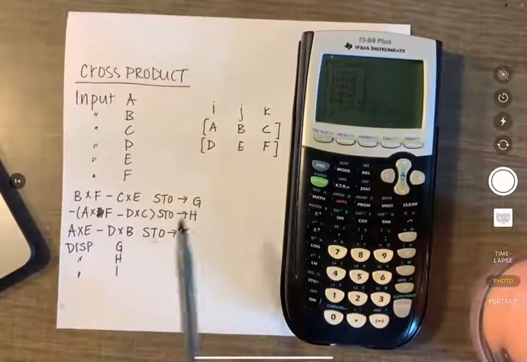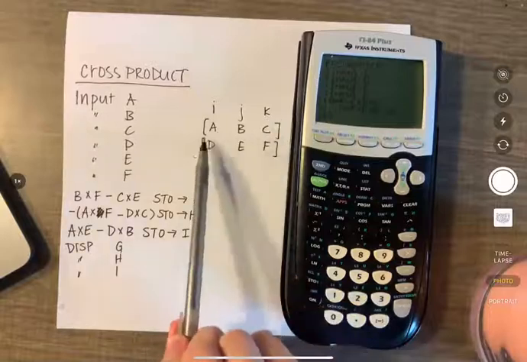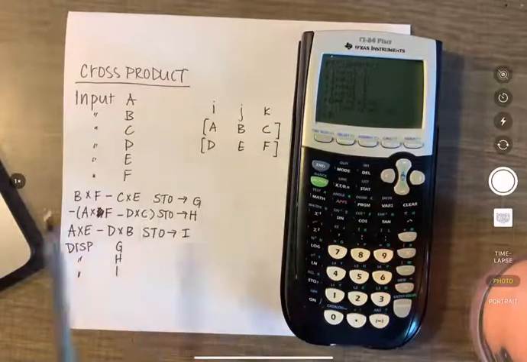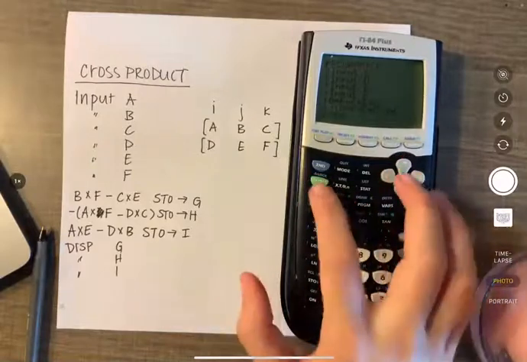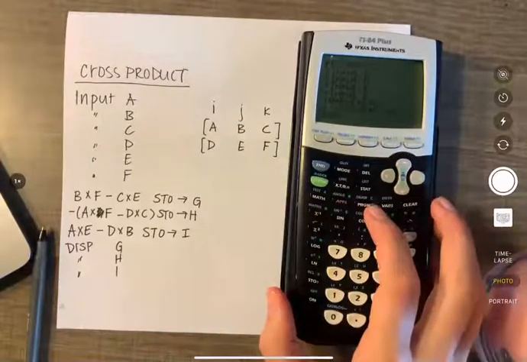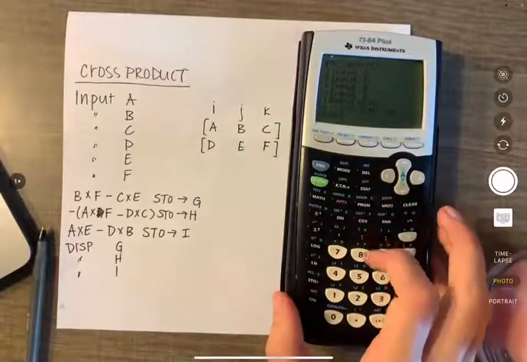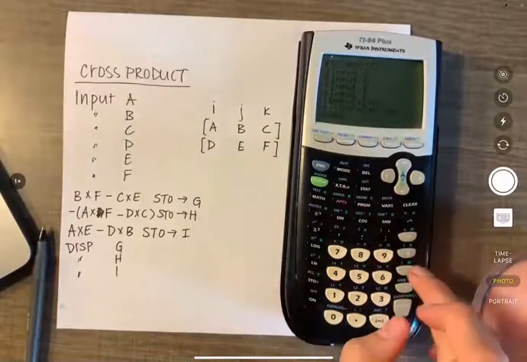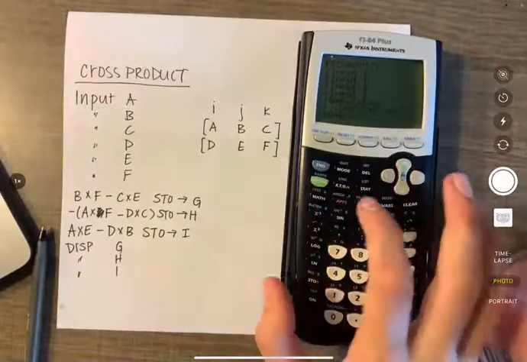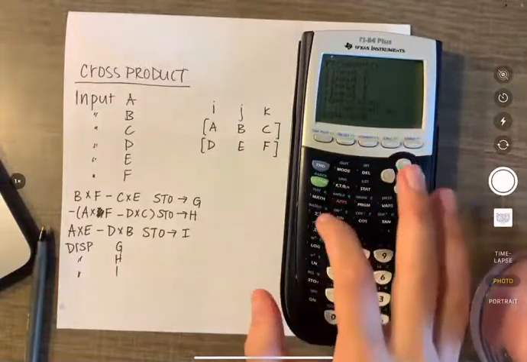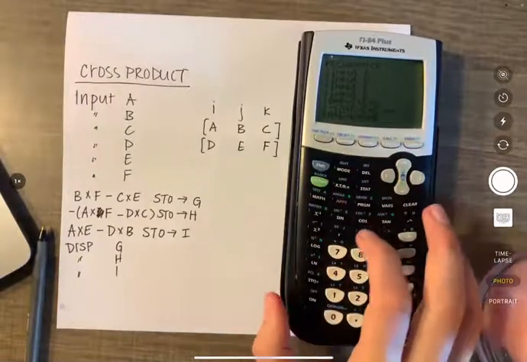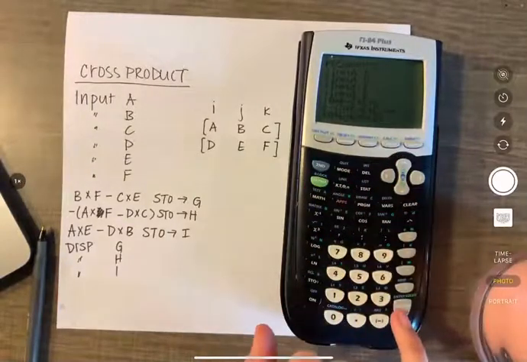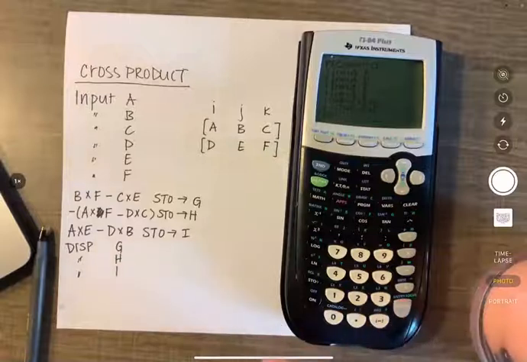And then if I'm looking for the K component, it's A times E minus B times D. So then I can just go alpha A times alpha F, nope, E, alpha E minus alpha B times alpha D. And then again, I'm going to store that as I. Perfect.